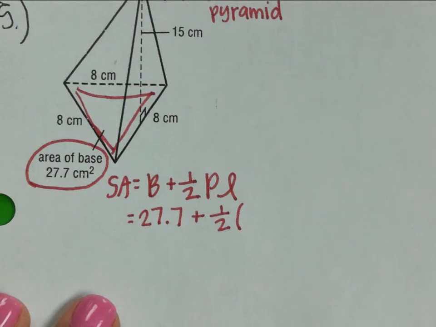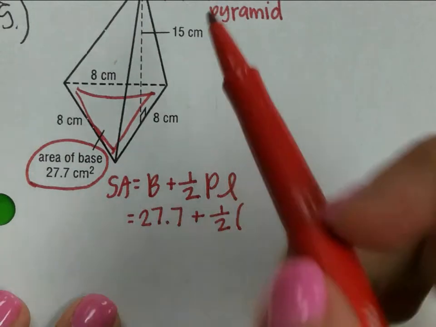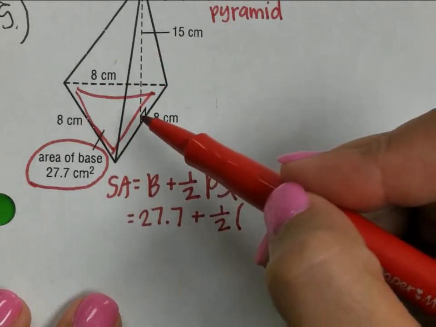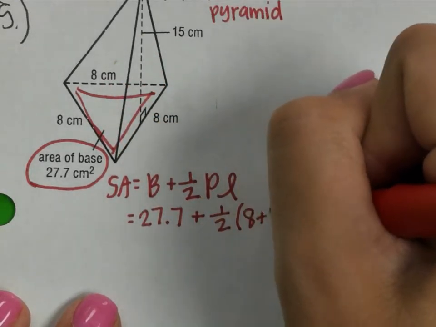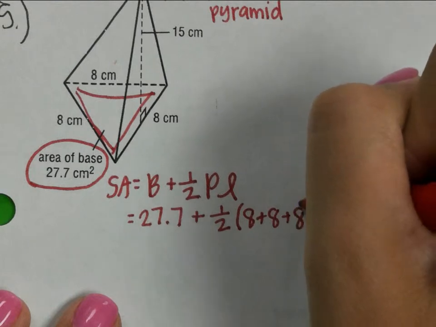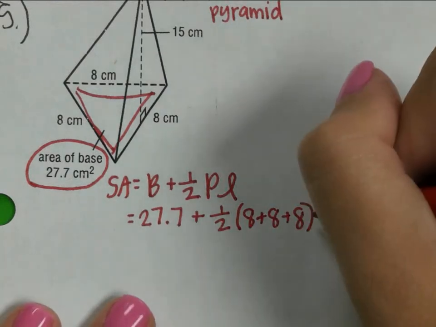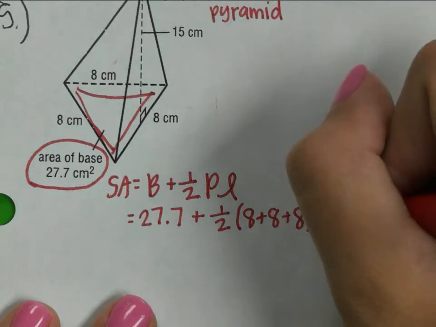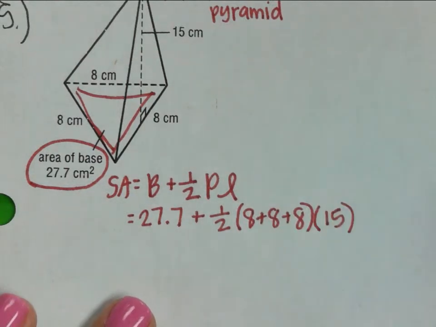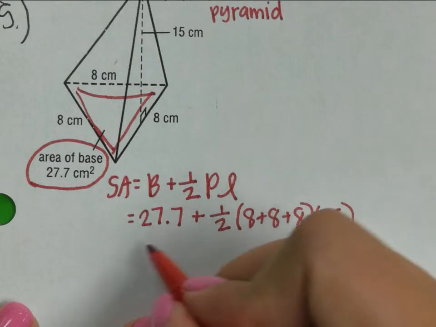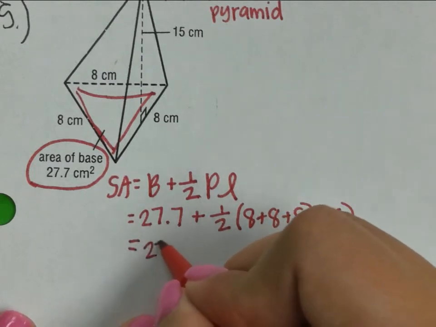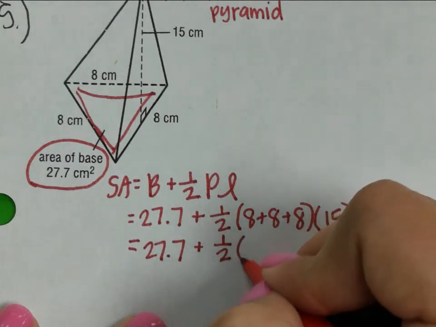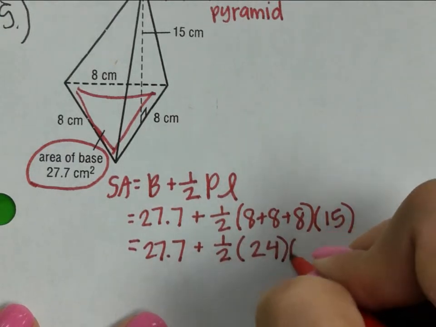Add up all the sides, not all the numbers, because that means I'll be adding 15, okay? You remember, it's add up all the sides. So 8 plus 8 plus 8. And then multiply that by the slant height, which is 15. I've got 27.7 plus 1/2 times 24 times 15.